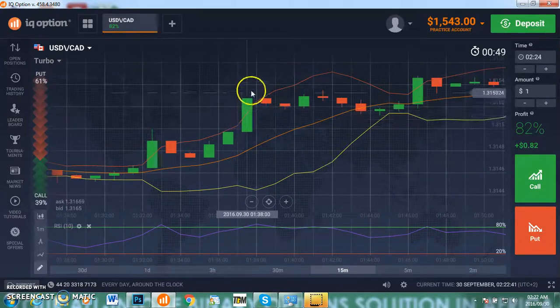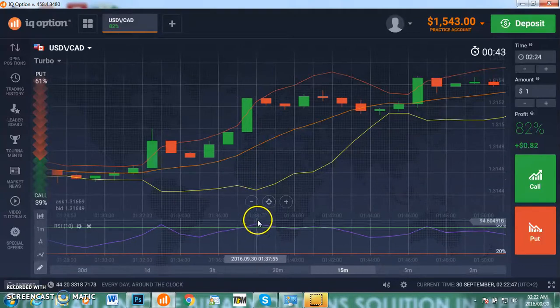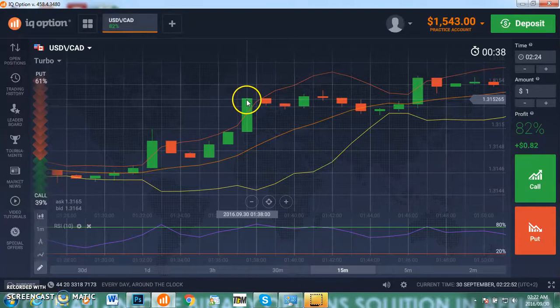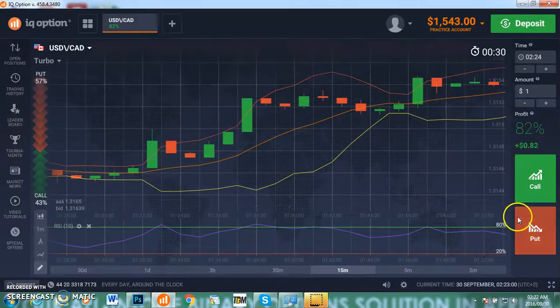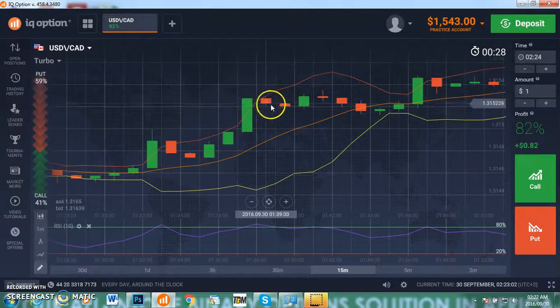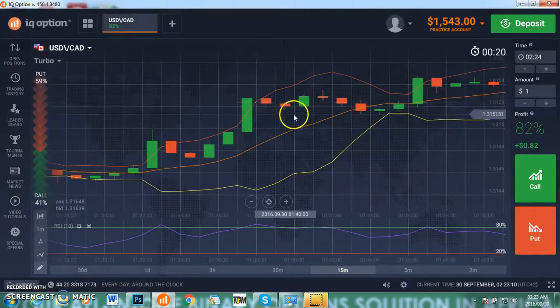The same thing has happened on this candle. The candle was pushing and breaking out of the Bollinger Band, and it was also breaking out of the RSI barrier line. So you look for just the 3 to 5 seconds before it jumps to the next candle, and you place a put trade, and definitely this is a winning trade, because the next candle is the winning candle, and it's a red candle.